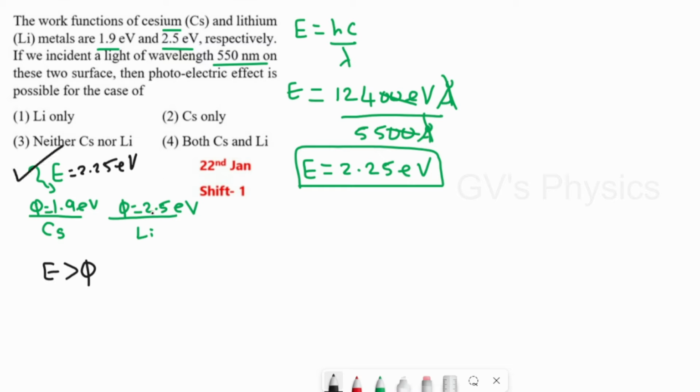But coming to lithium, the work function is 2.5 and the incident energy is 2.25 eV. Here the work function is greater. Because of that, photoelectric emission will not take place. So the answer is cesium, option 2 is the right answer.